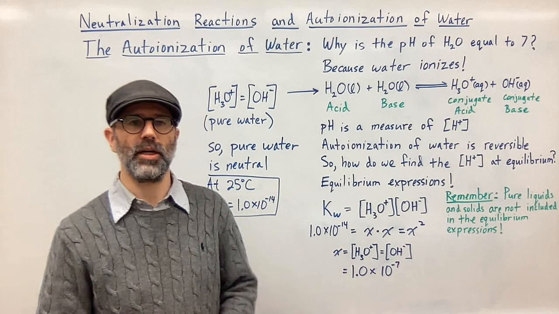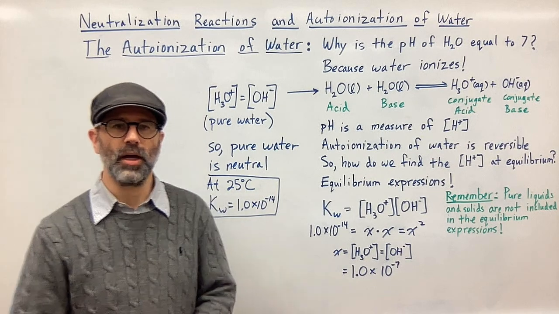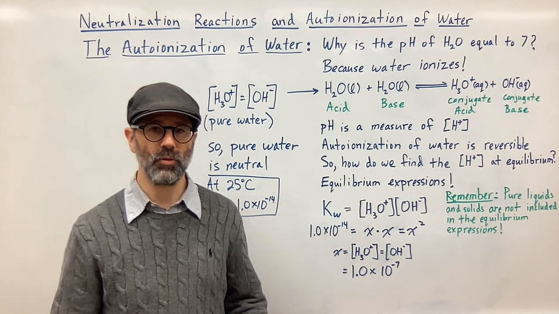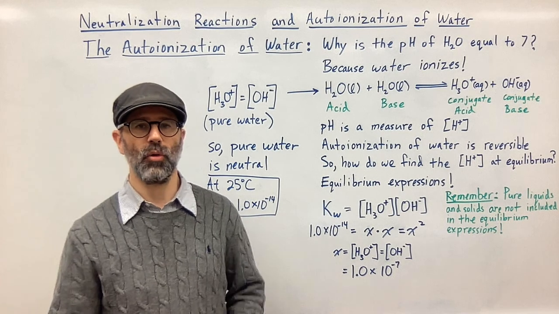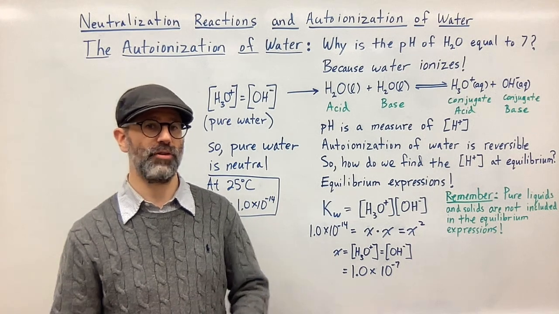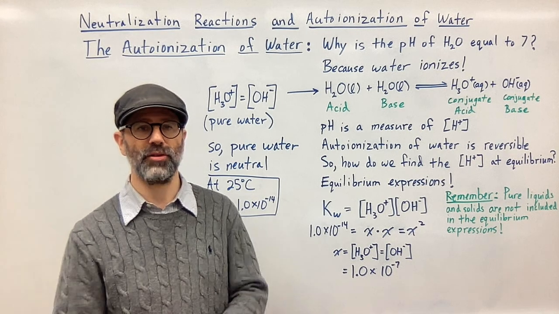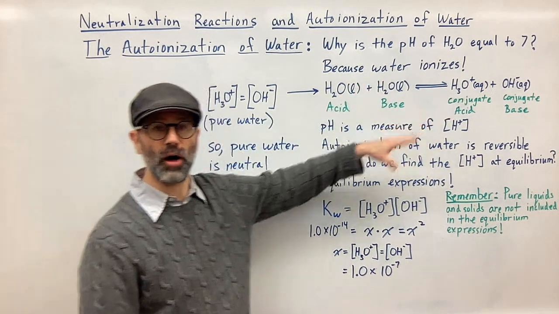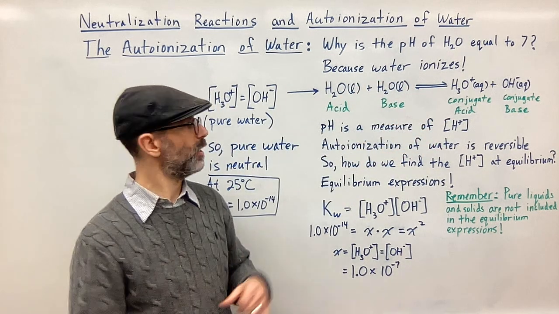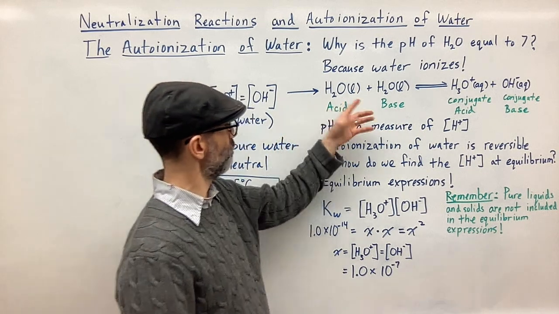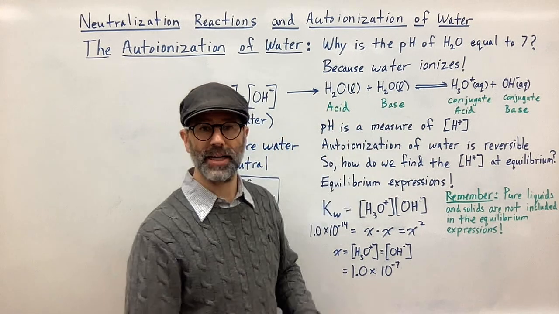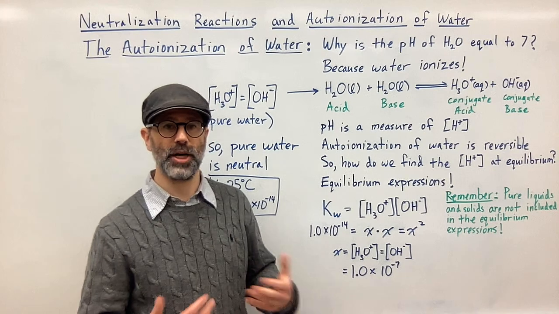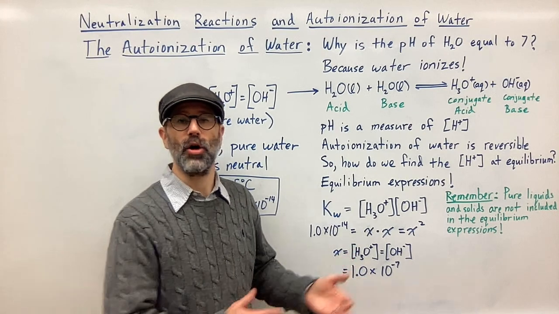Okay, let's talk about the autoionization of water. So the question is, why is the pH of water equal to 7? Well, this is because water self-ionizes or auto-ionizes. So here I have the equation of water. If this is pure water, then all you have are water molecules. And so the water molecules here are going to either act as an acid or a base. We saw that in an earlier video that water is amphoteric.